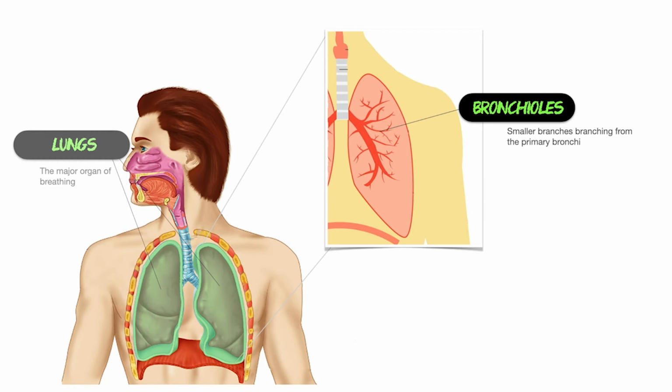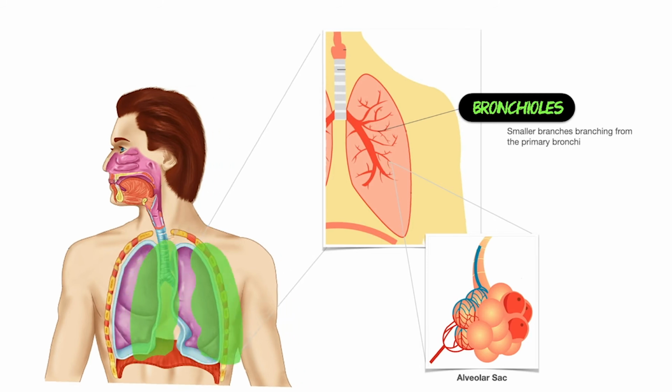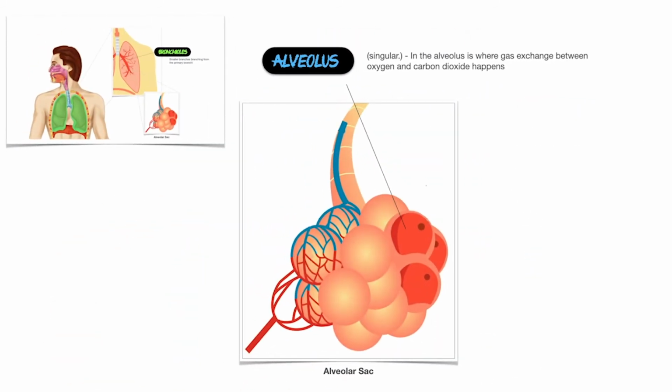The lungs, the major organ of the respiratory system, is where the air finally enters. Inside the lungs, the air passes through the bronchioles and eventually to the terminal bronchioles, where the alveoli are organized into bunches, where each of these bunches is called the alveolar sac. The last destination of the air that enters our lungs is the alveolus. In the alveolus is where gas exchange between oxygen and carbon dioxide happens.